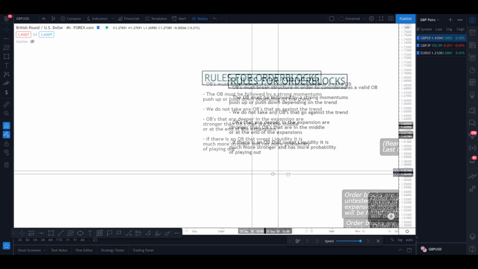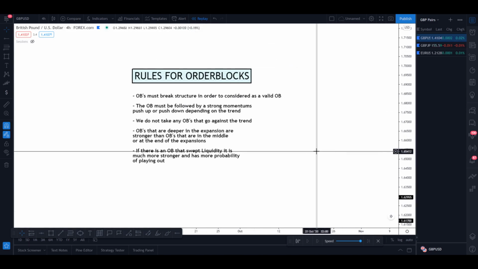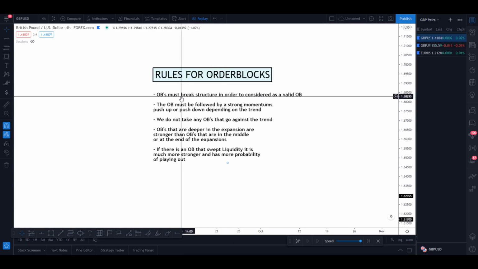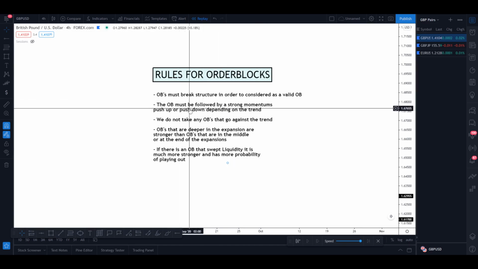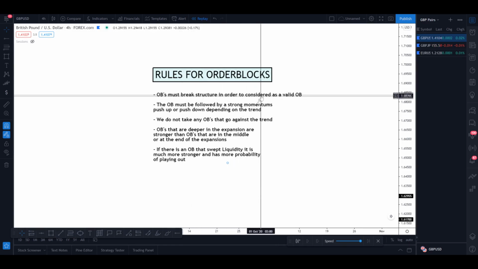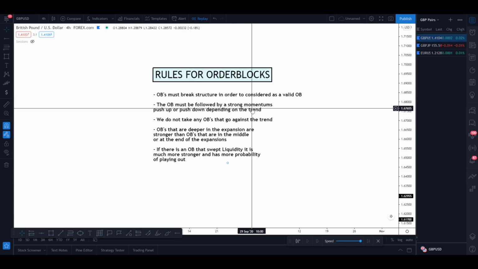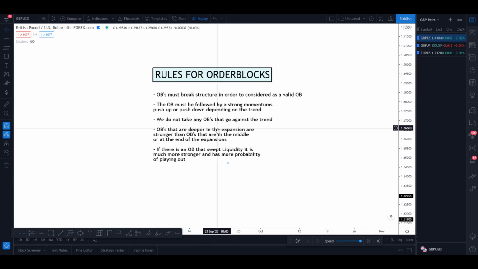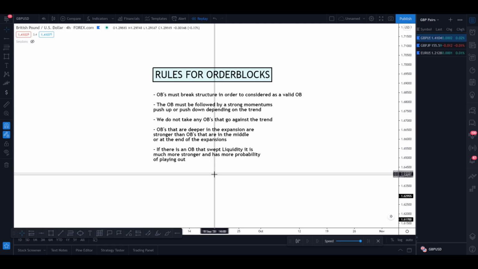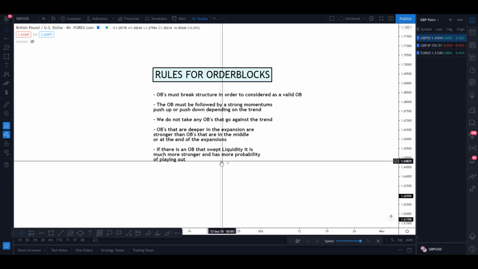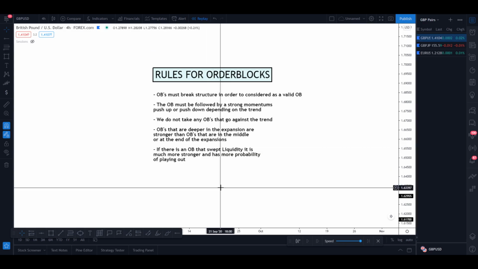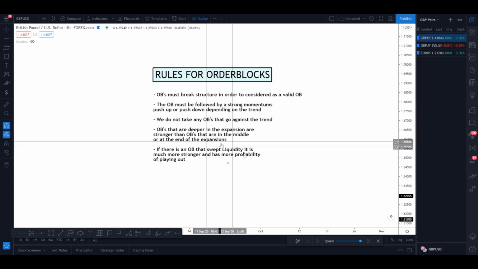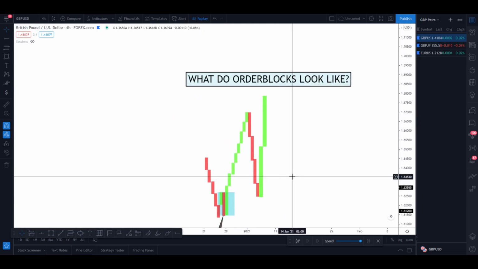So let's go to the rules we created for order blocks. For an OB to be valid, it must break structure in order to consider it as a valid OB. The OB must be followed by a strong momentum push up or push down depending on the trend. We do not take OBs that go against the trend. OBs that are deeper in the expansion are stronger than OBs that are in the middle or at the end of an expansion. If there is an OB that swept liquidity, it is much stronger and has more probability of playing out. So now let me actually show you what an OB looks like.